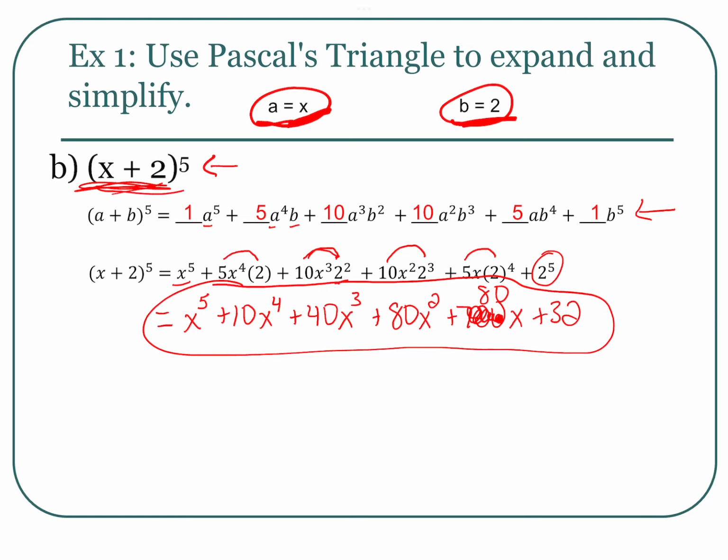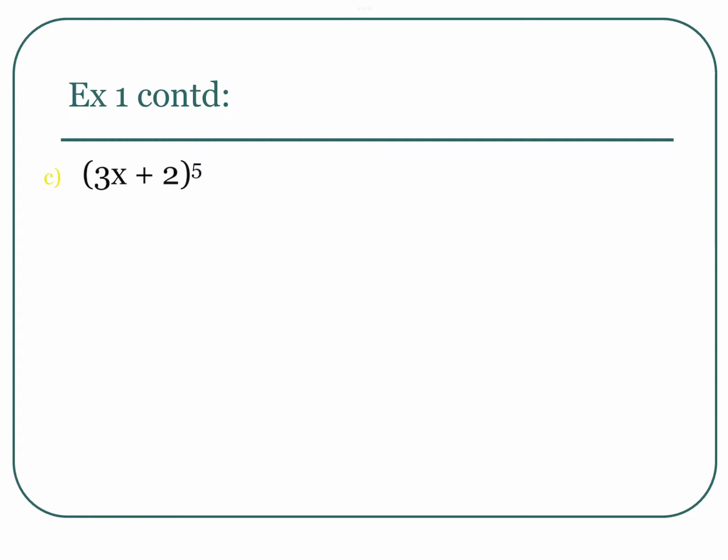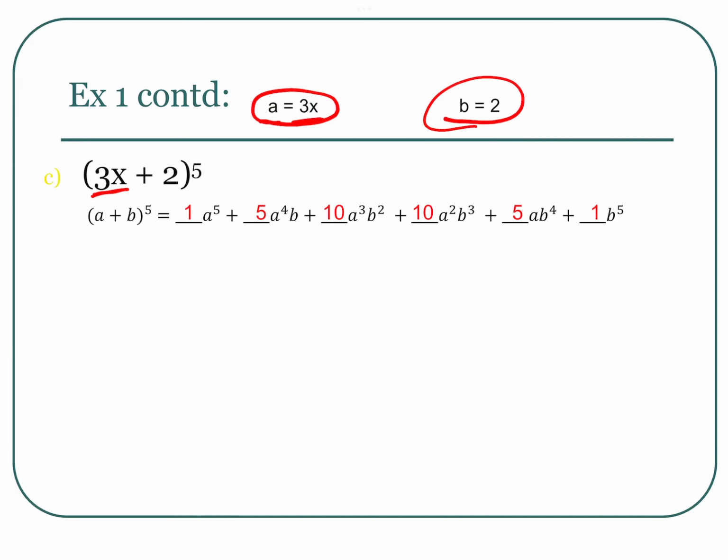Only one variable in my problem up here, only one variable in my answer. Sometimes you might have 2, like our first example, sometimes only 1. So let's do one more of these: 3x plus 2 to the fifth. So again, what's our a? Our a is whatever's first, so our a this time is 3x. It's a number and a variable. That's okay. Our b is going to be 2 again.